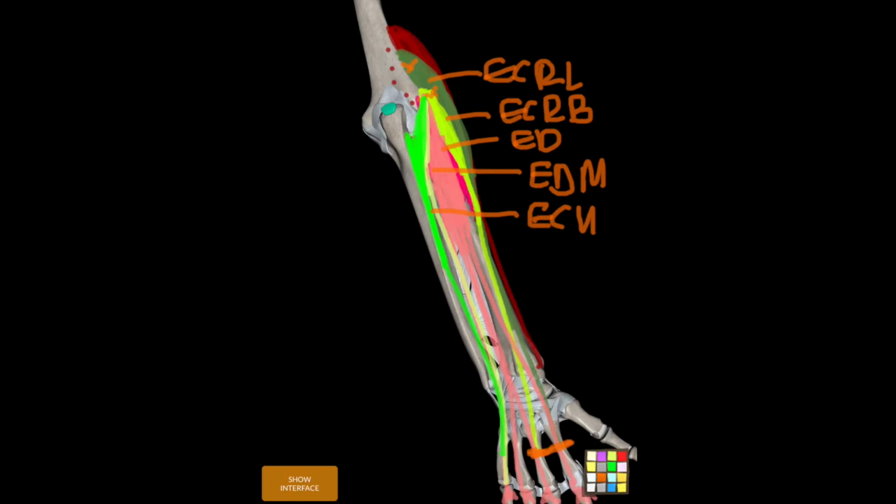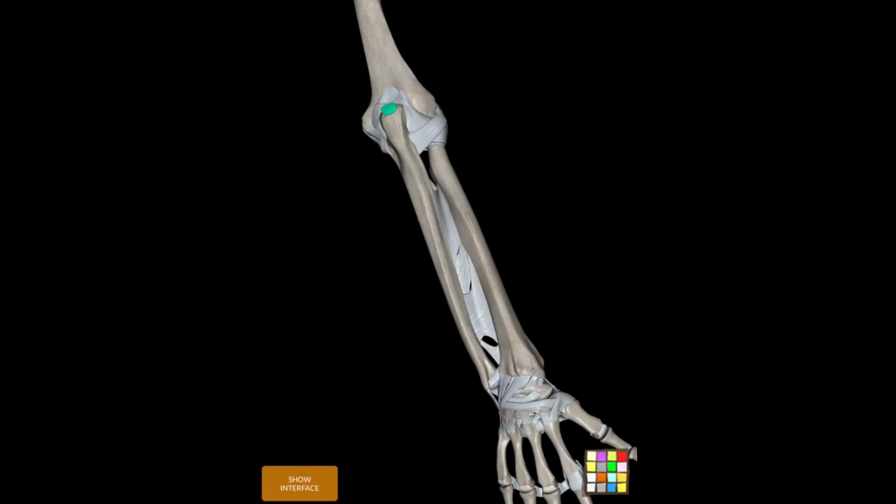So the 5 muscles of the superficial group of wrist and finger extensors. That brings us to the third and final group, the deep group of muscles.